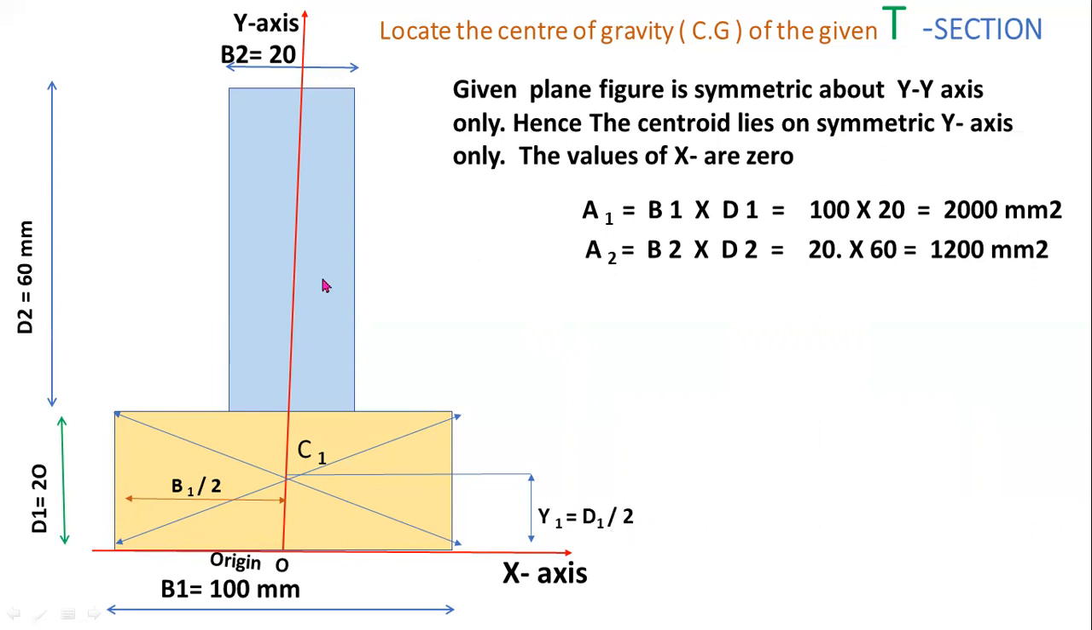Now for locating the centroid of the top rectangle, you have to draw diagonal lines. Now I am drawing the diagonal lines to locate the centroid of the top rectangle. Let C2 be the centroid of the vertical rectangle.